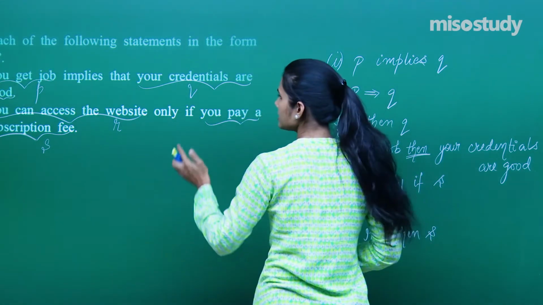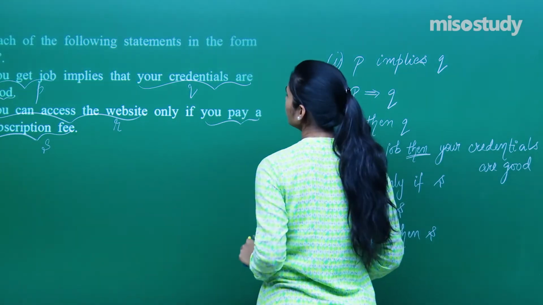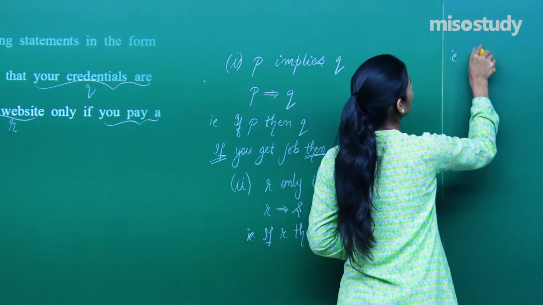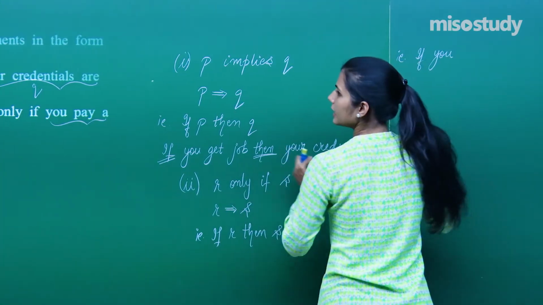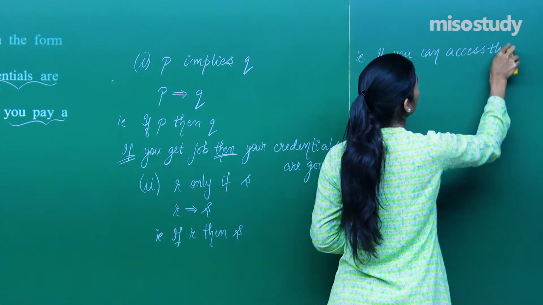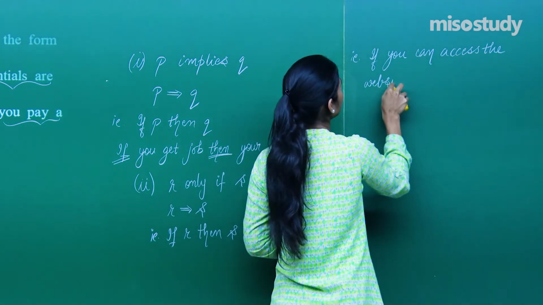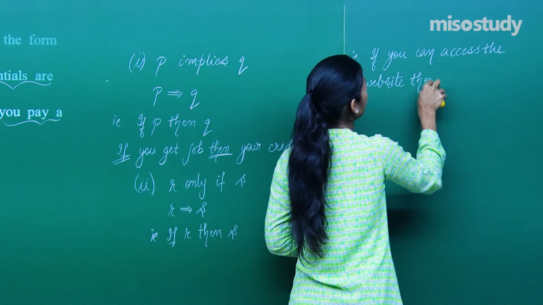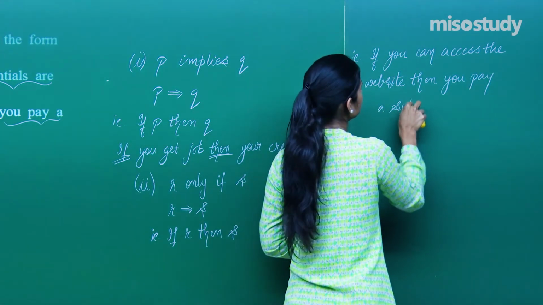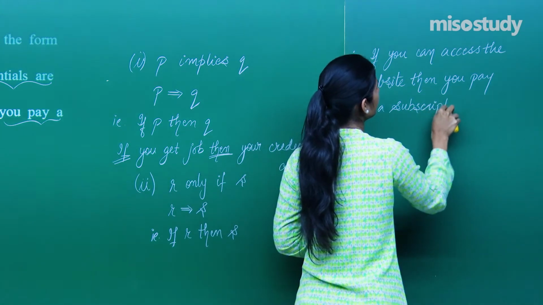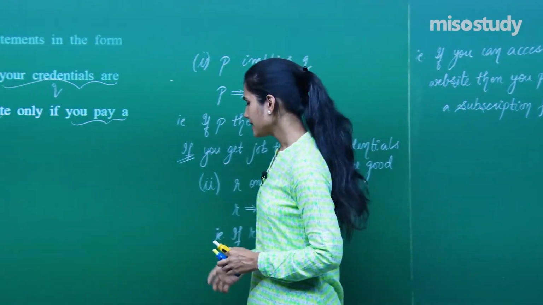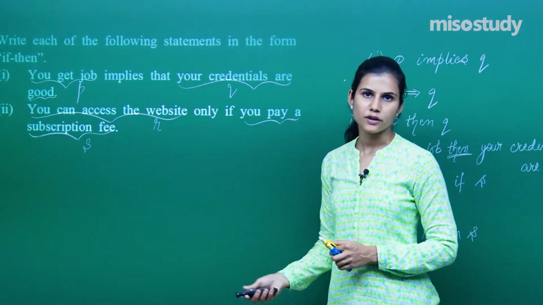So how will you rewrite this? If you can access the website, then you pay a subscription fee. Okay? That's how you actually rewrite these sentences using the if-then phrase.